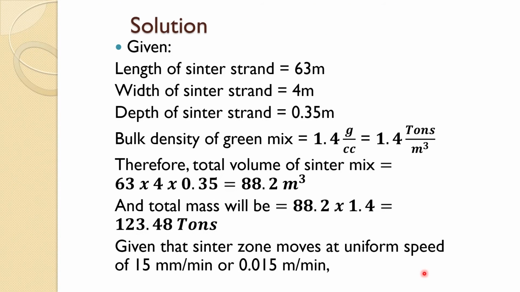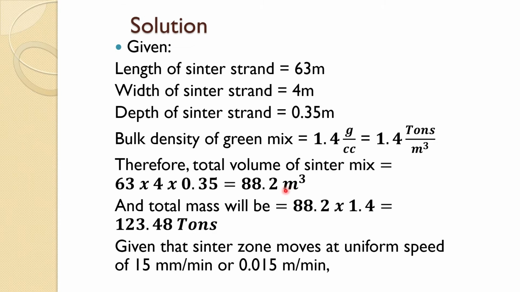So, because the strand length, strand width and depth are given, and the green density of the mixture is given, which is in the form of 1400 kg per meter cube or 1.4 ton per meter cube, would be the density. The volume of the mix can be obtained by multiplying these three, which comes to 88.2 meter cube.